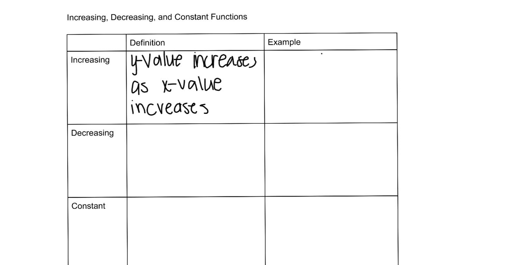I'm going to draw an example of a graph that is strictly increasing, that's only increasing on the graph. A function doesn't have to always be increasing. You can have a graph that's only increasing for certain x values, and we're going to take a look at that in some of our examples.